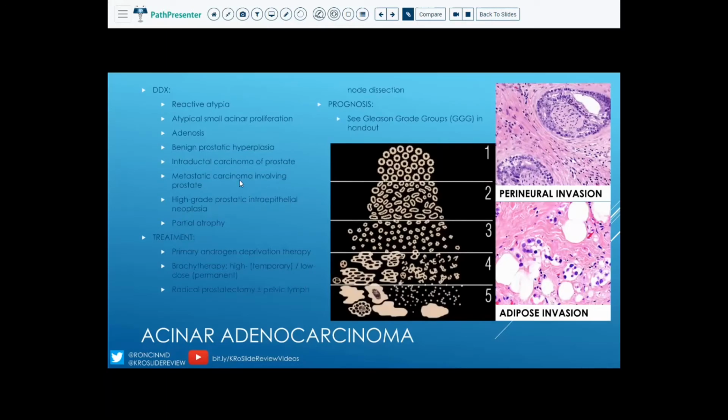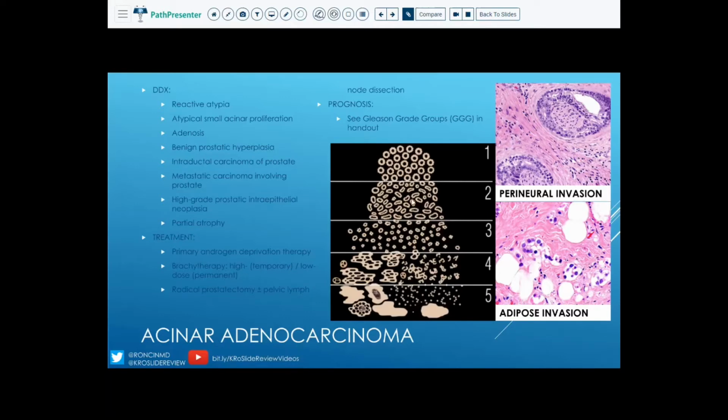The differential goes anywhere from reactive or partial atrophy, to high-grade PIN. Is it metastatic? Is it adenosis? If you weren't sure, stains are your best bet with these. There are lots of different treatments they can do, whether just hormone deprivation, or brachytherapy, which is high or low dose radiation treatment directly into the prostate. They can also do radical prostatectomy with or without pelvic lymph node dissection.